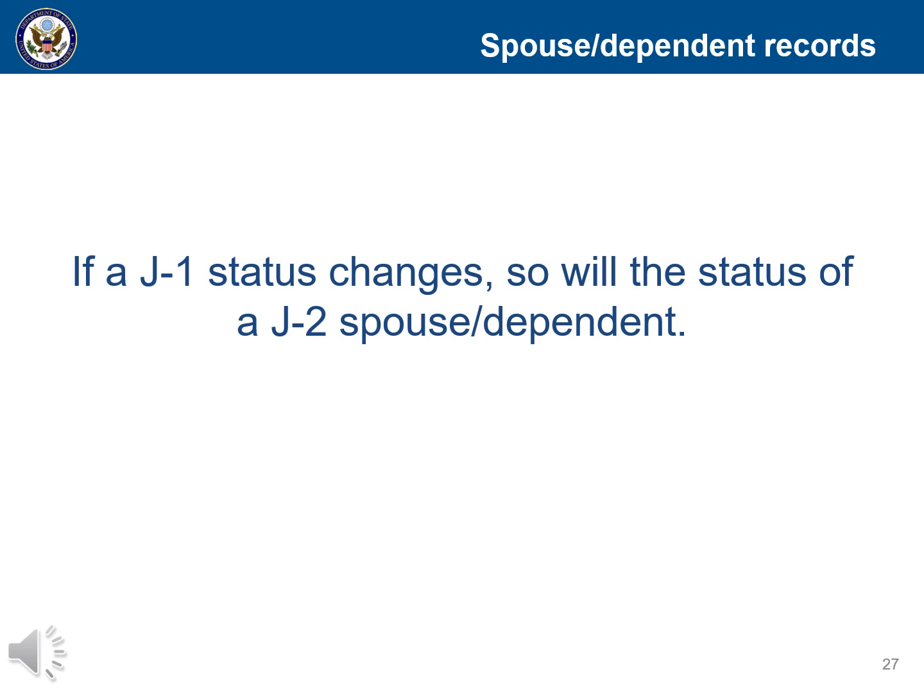In summary, we just discussed changing exchange visitor records to invalid, no-show, and terminated statuses. Please note, any changes made to a J1 exchange visitor status will automatically be mirrored by the J2 spouse or dependents record. So if a J1 status changes, so will the status of the J2 spouse or dependent.